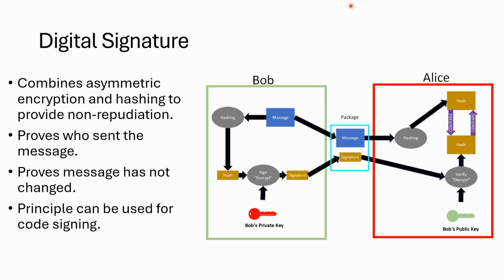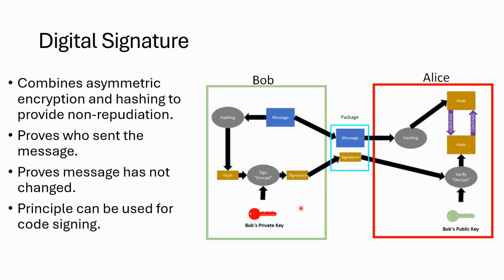So this is probably one of the more complex diagrams we'll be going over. This combines asymmetric encryption with hashing. So we'll go over this diagram after we cover these points on the left here. Digital signatures combine asymmetric encryption and hashing to provide non-repudiation and also integrity. It proves who sent the message and proves the message has not changed. So that's those two principles. And this principle can be used for code signing. So this doesn't have to be a message you're sending. This could be a piece of software with a signature of the developer.